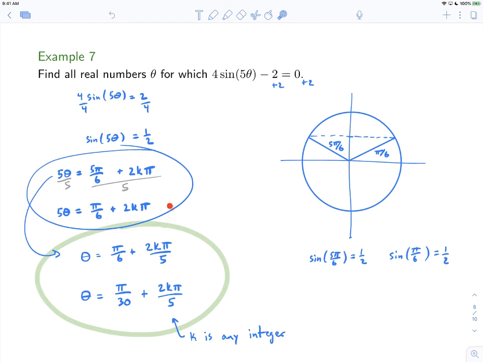We also have to divide the second equation by 5. So you divide 5 theta by 5, and that gives you this theta. And then you have to divide everything on the other side by 5 as well. So pi over 6 divided by 5, that means you have a 6 in the denominator and a 5 in the denominator, so that's why you have 30. And then you have 2k pi divided by 5. So that's where these solutions come from, where again k is any integer.